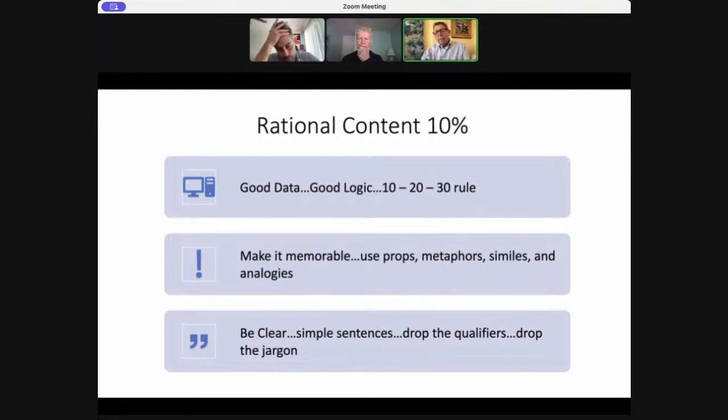Making something memorable: props, metaphors, similes. Analogies are really another word for those. That's about as much as I'm going to be able to talk about in terms of making it memorable. There are other things I could do, but keeping it to the big things really makes more sense. Being clear, that means simple sentences, drop the qualifiers, drop the jargon. There are other things we can talk about, but those are the big three.